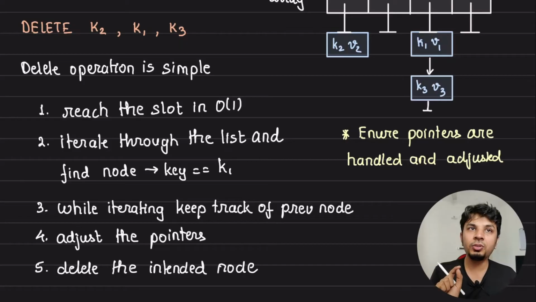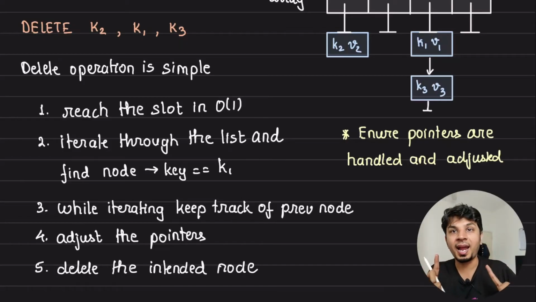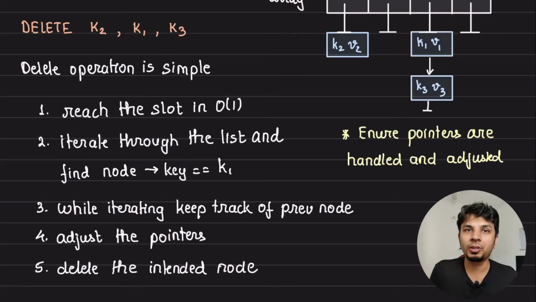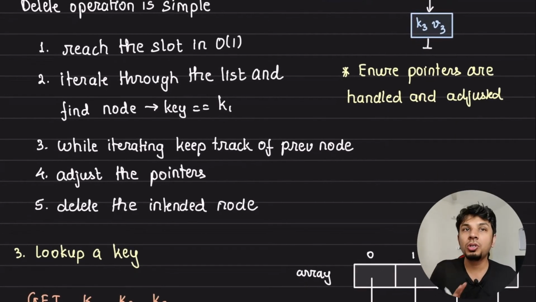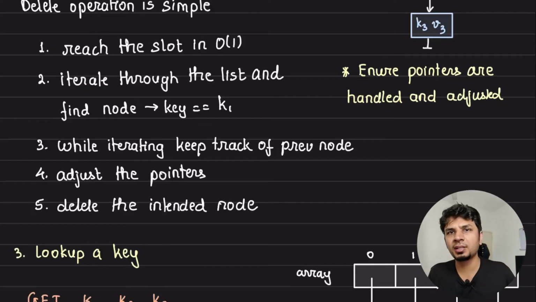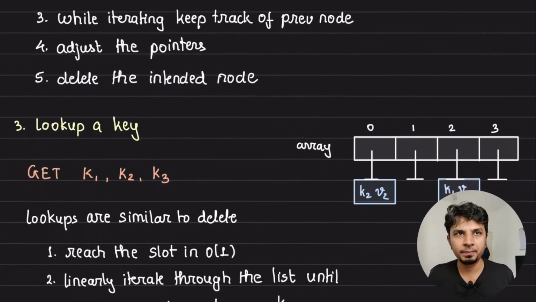So one key thing to note over here when you're implementing it with a linked list, ensure that your pointers are handled and adjusted well, because this is a very common reason why segmentation faults or some errors happen, because it's very bug prone, right? So ensure that you are doing it very well. But deletes are also straightforward. You just need to keep track of a previous node while you are deleting it, right?